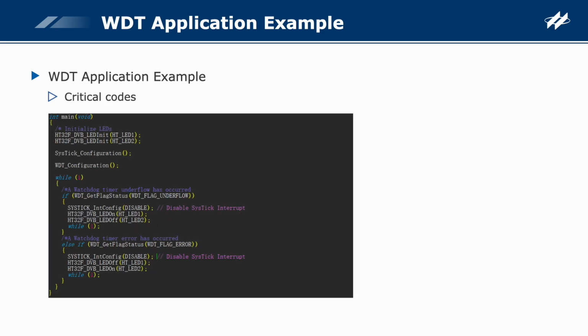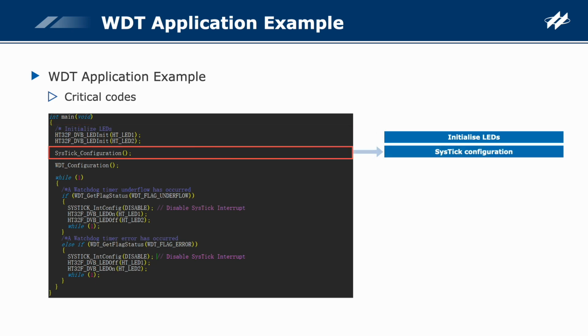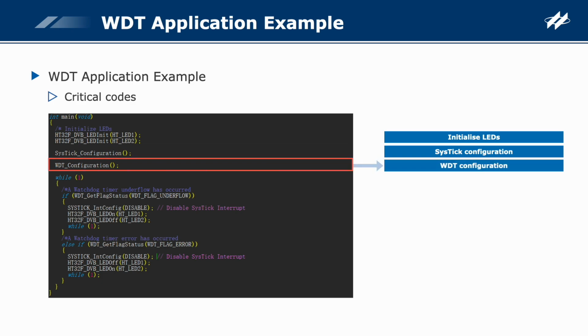Here are critical codes of this example. The first step is to initialize LED 1 and LED 2 configuration. The second step is to configure SysTick tick timer. The third step is to configure the watchdog timer. After the above configuration has been completed, the program enters an infinite loop.